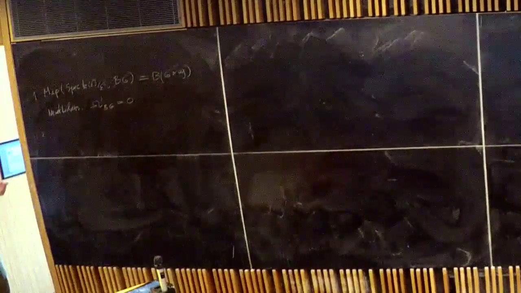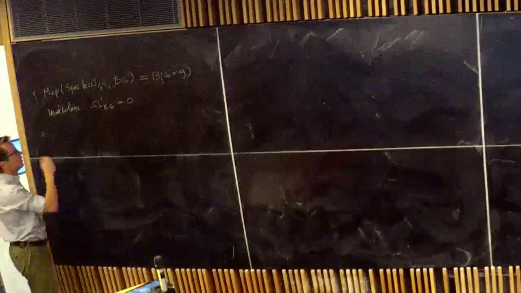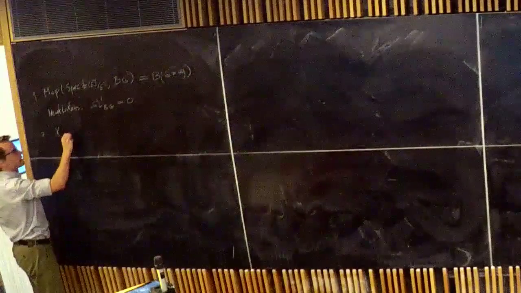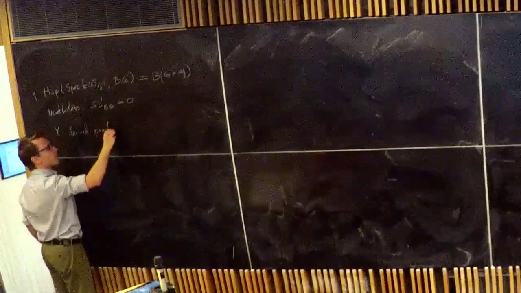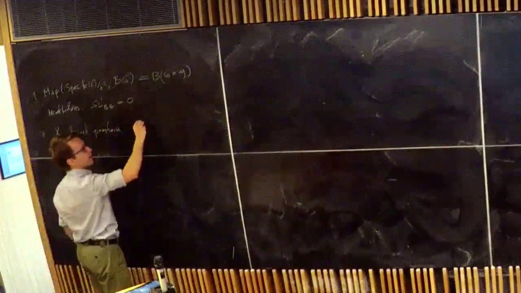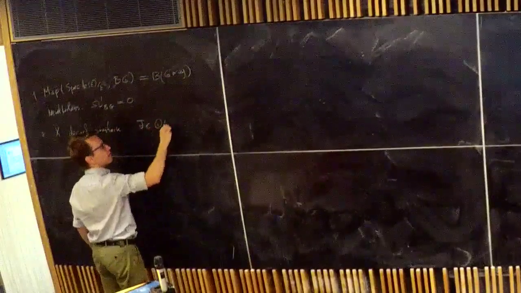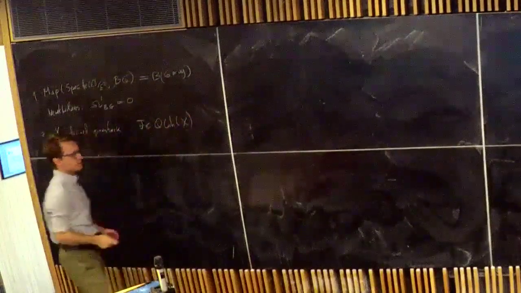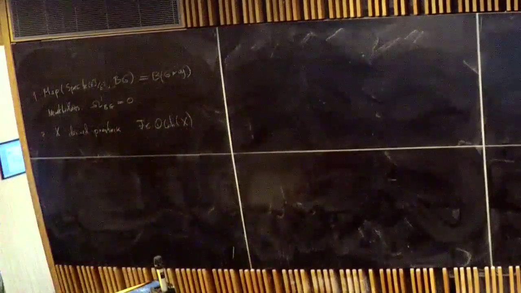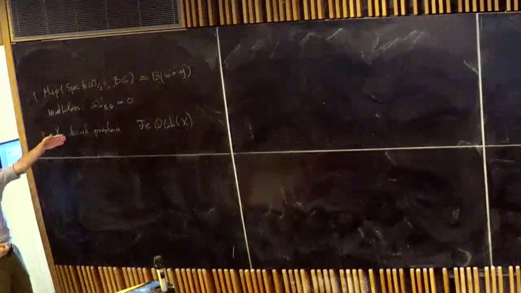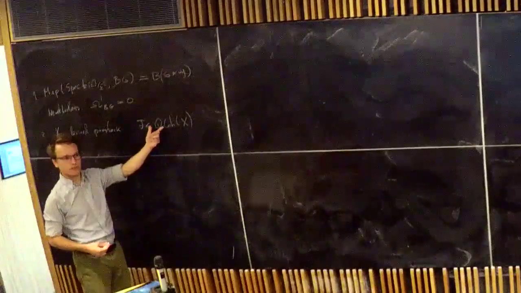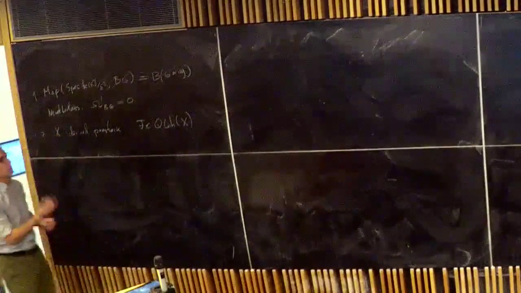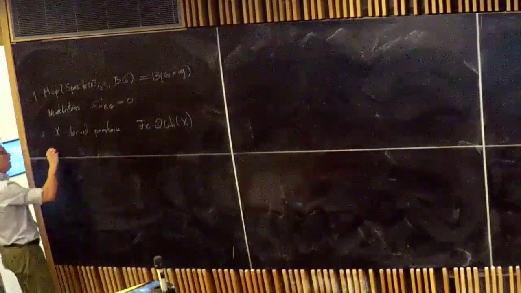And the second thing is I want to give another example of a derived stack. So let's say X is some derived pre-stack, and F a quasi-coherent sheaf on X, then I can define a new pre-stack, which is called the total space of F. So if you think about F as a vector bundle, well, the total space of a vector bundle is also a space, so you can try to define that.